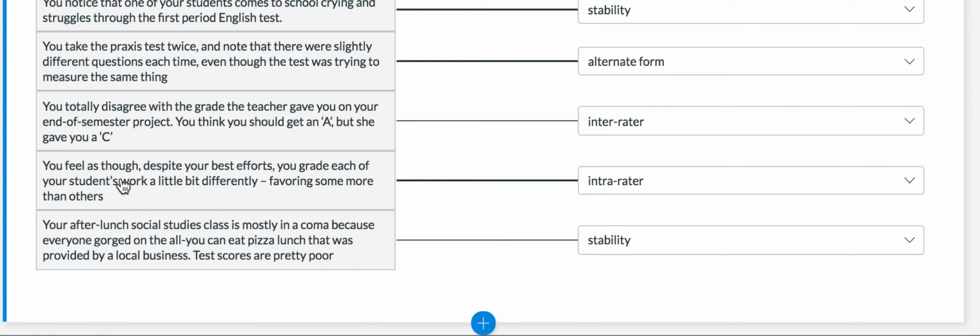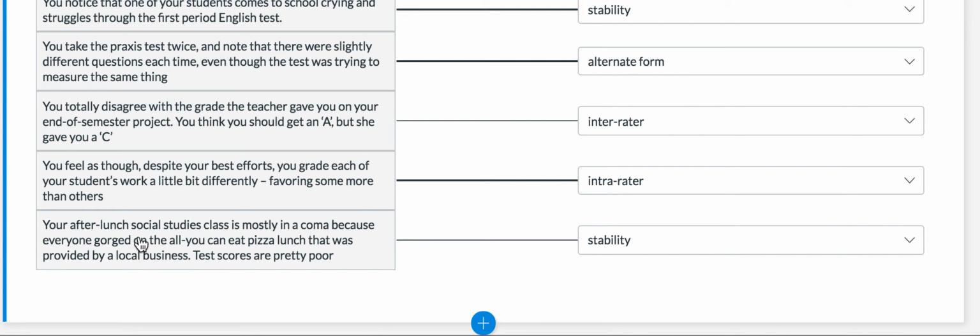The next one, you feel as though, despite your best efforts, you grade each of your students' work a little bit differently, favoring some more than others. This is an intra-rater reliability issue, again, being inconsistent with yourself while grading. The big confusion that comes up here is that sometimes people mistake this for stability. When it's the grader, it's intra-rater reliability. When it's the test taker who changes their performance for whatever reason, that's a stability issue.